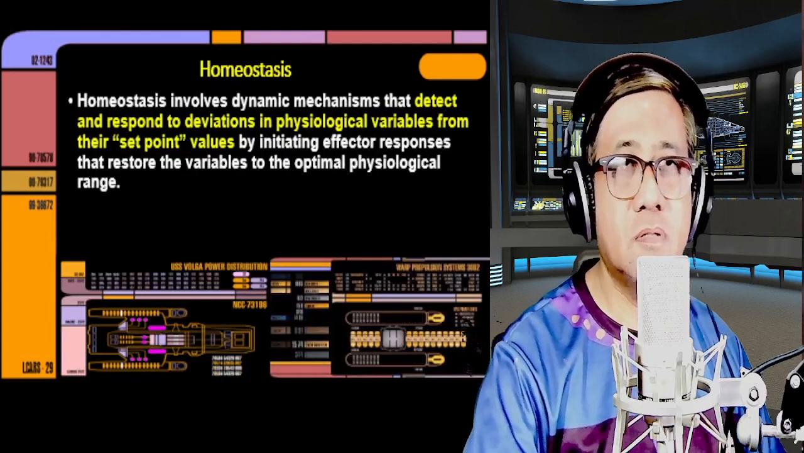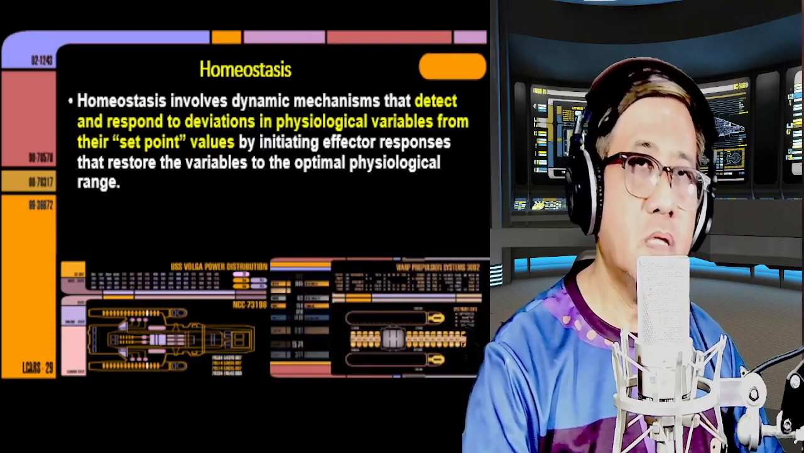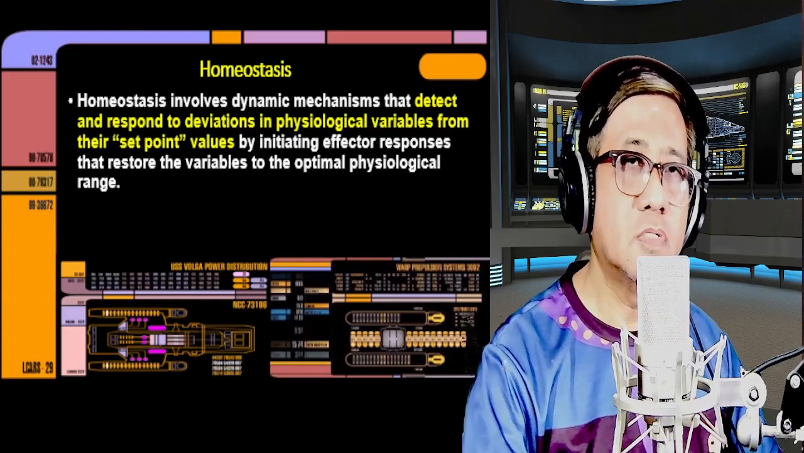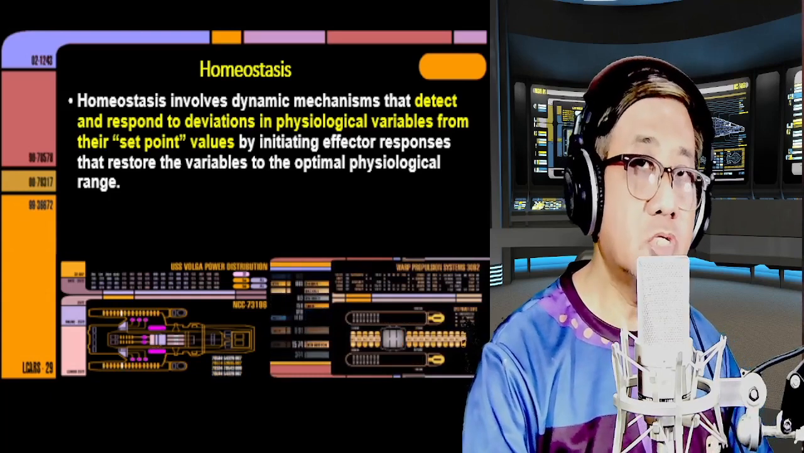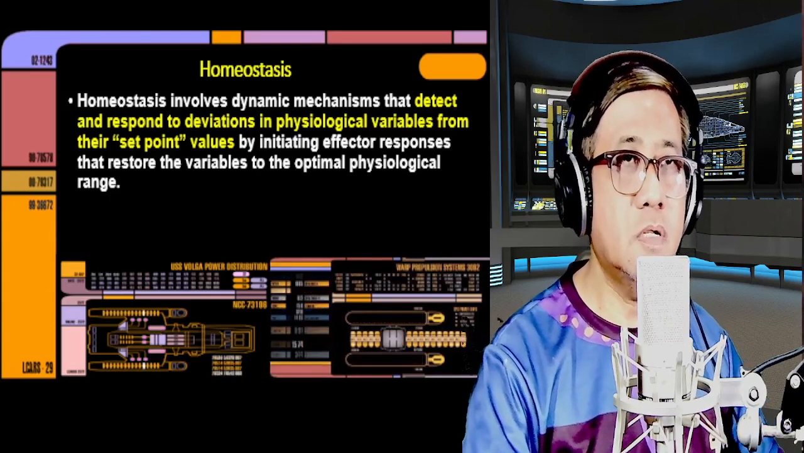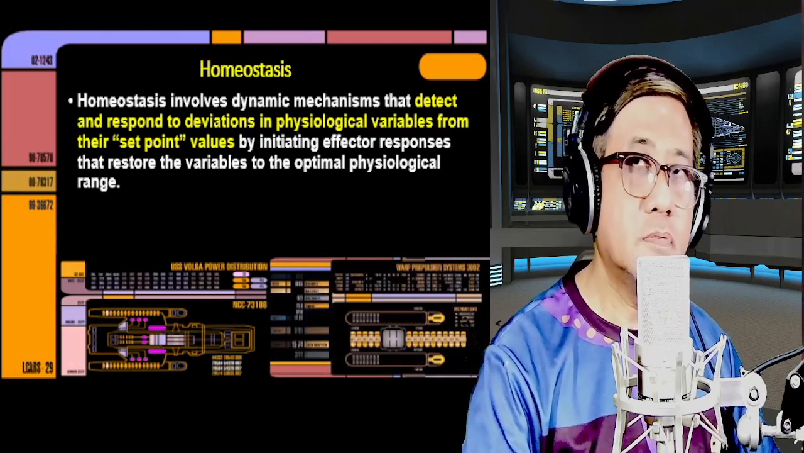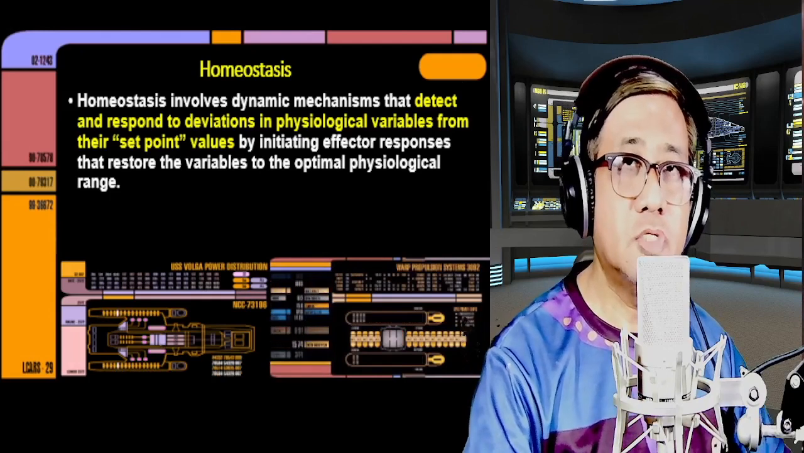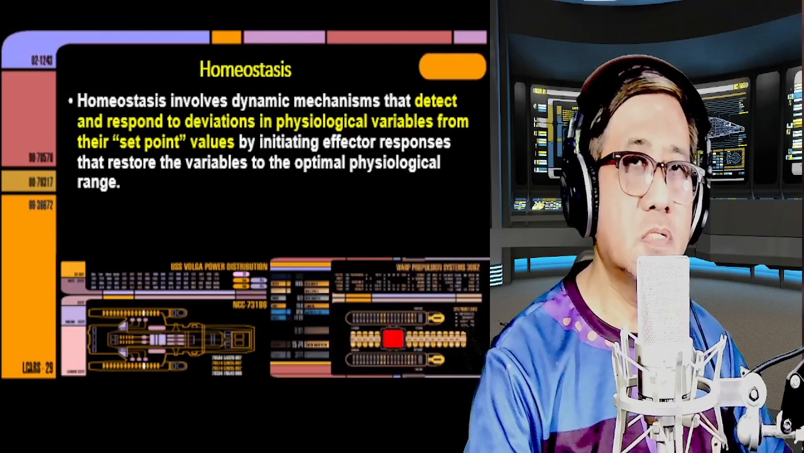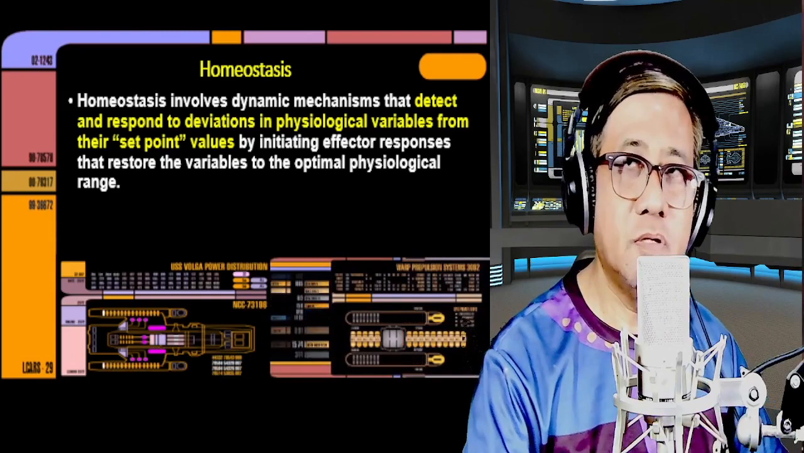So yun ang ibig sabihin nito, that homeostasis involves dynamic mechanisms that detect and respond to deviations in physiological variables from their set point values, no, by initiating effector responses. Like for example, pag tumaas yung blood sugar level natin, yung pancreas natin will be triggered to produce insulin, to lower the blood sugar. Alright? Para ma-restore, to restore the variables or changes to its optimal physiological range. So that's our concept of homeostasis.